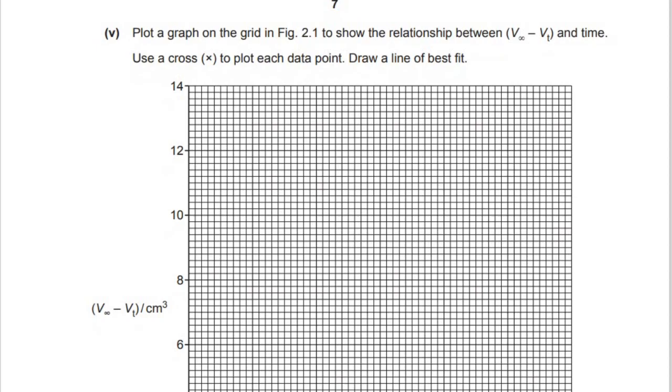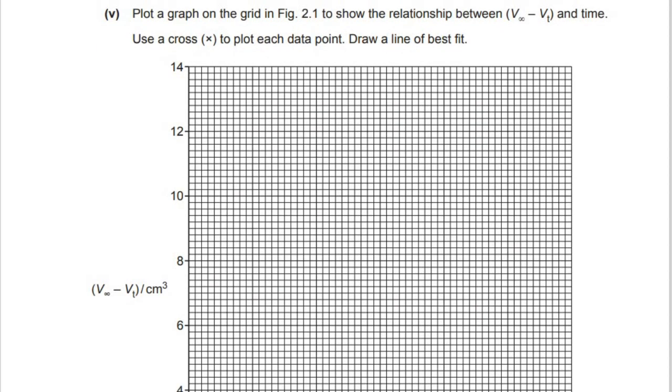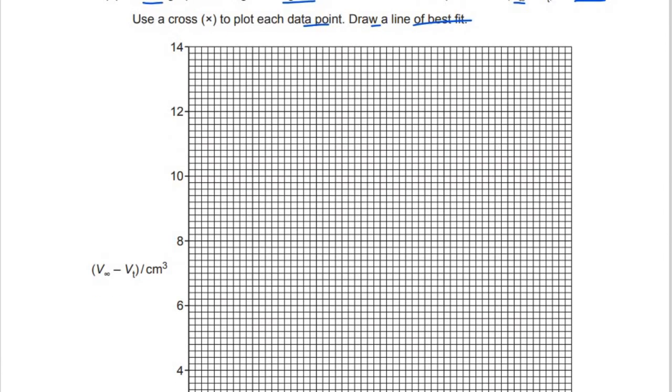Now in the next question, we can see that it says: plot a graph on the grid in figure 2.1 to show the relationship between V alpha minus Vt and the time. Use a cross to plot each data point. Draw a line of best fit. Now we can see that the grid is not fitting our screen, so I'll use a smaller grid on the other screen and I'll show you how to plot it.